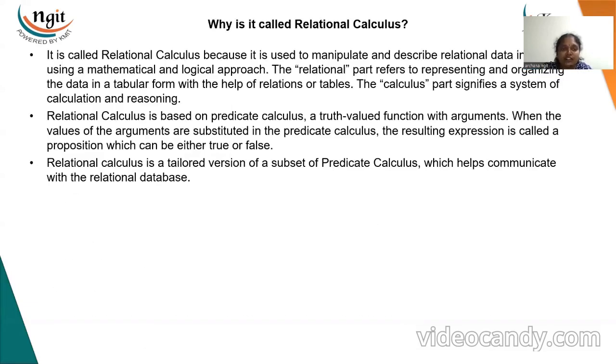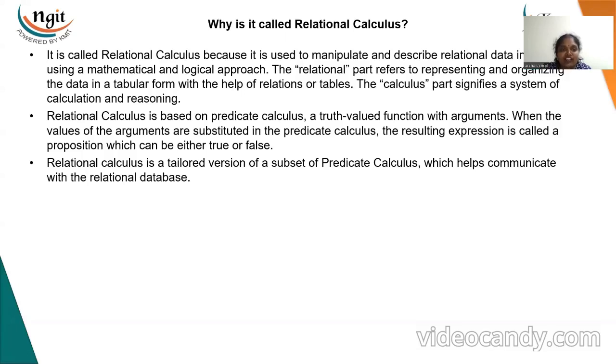Let us revise the point here. Relational calculus is used to manipulate and describe the relational data in a database management system using a mathematical and logical approach. The relational part refers to representing an organization of data in tabular form with the help of relations or tables. And the calculus part signifies a system of calculation and reasoning.